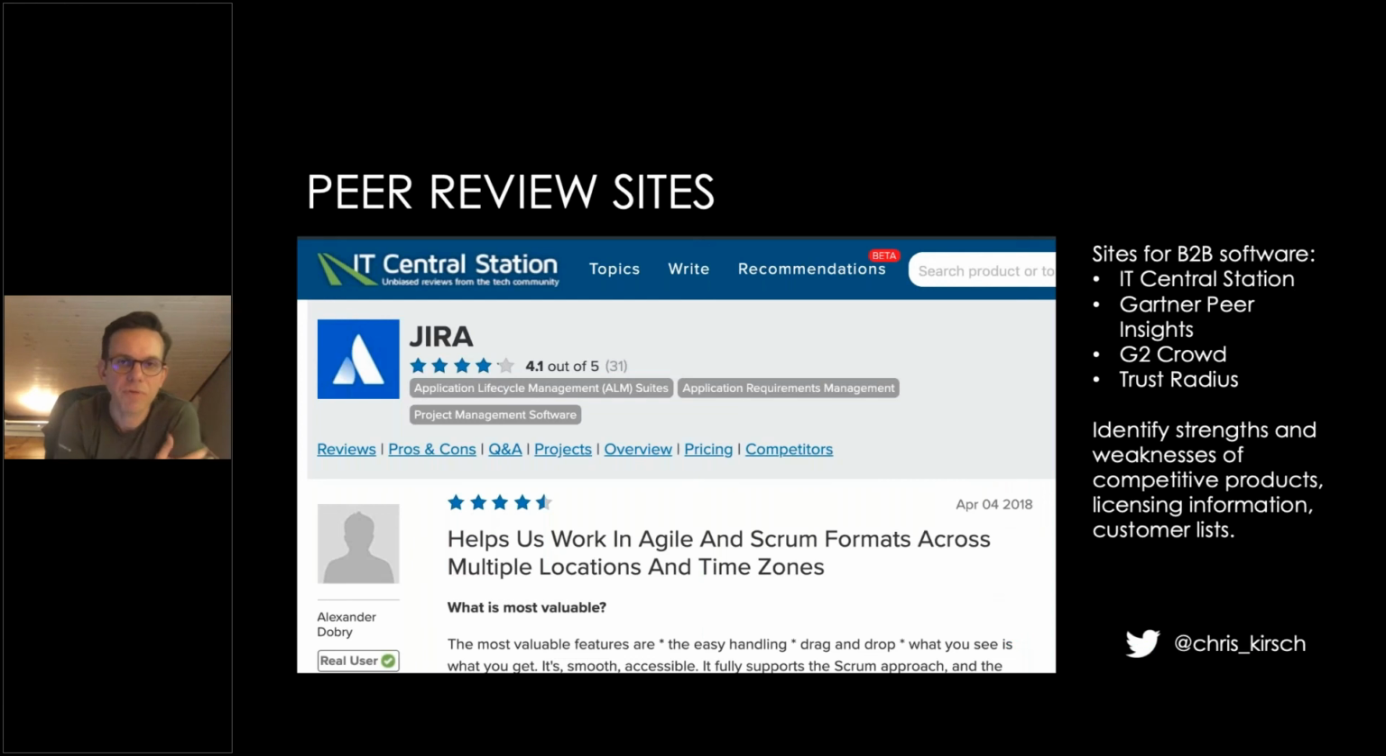And then finally, peer review sites. Peer review sites are really, really helpful to figure out not only who your competitors' customers are, but also how they're doing, right? Like what's identified as a weakness and as a strength. And the four sites I recommend there are IT Central Station, Gartner Peer Insights, G2 Crowd, and TrustRadius. All of those are really good if you're selling B2B software.